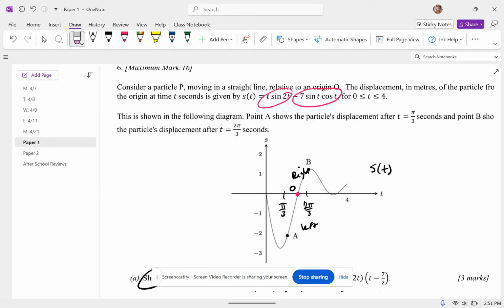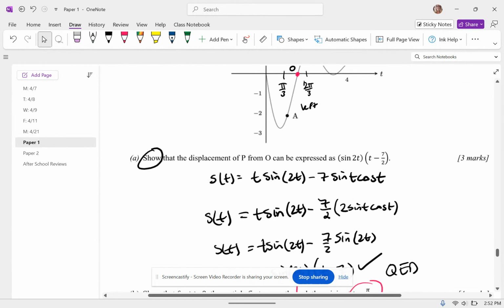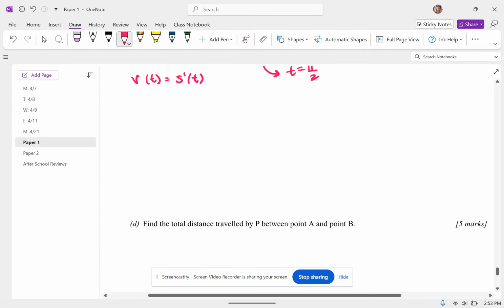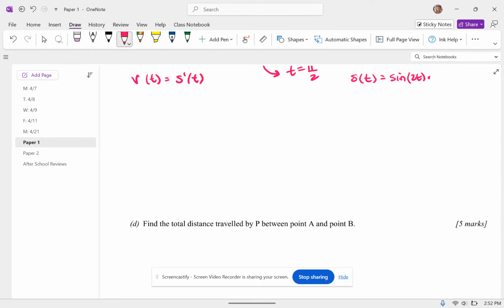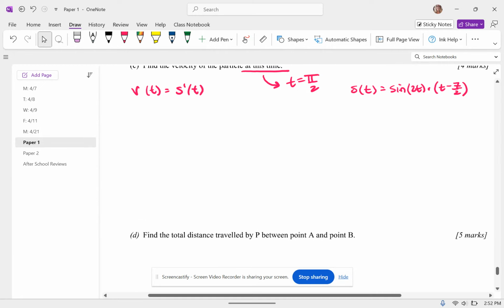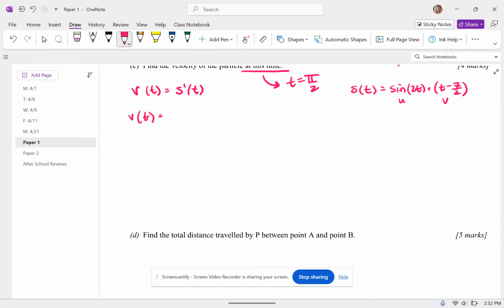There's an easier version of this position function to work with, and it is the factored form right here. Why is that easier? Because if you have this as your position function, what is it again? It's 2t sine of 2t times t minus 7 over 2. How many times do I have to use the product rule to find the derivative of this guy? Just once, right? This is u, this is v. So I'm going to set up my u prime v plus u v prime.